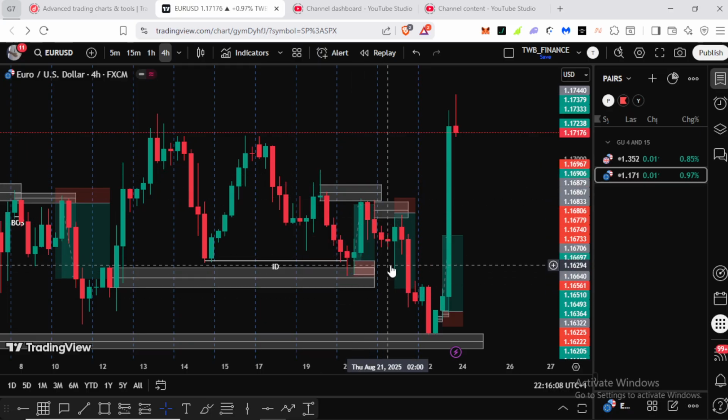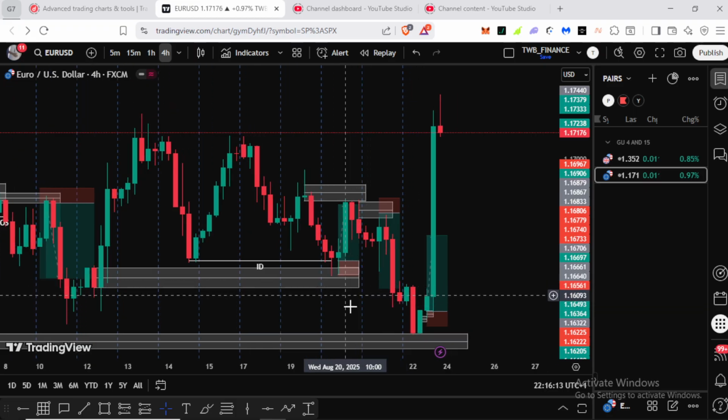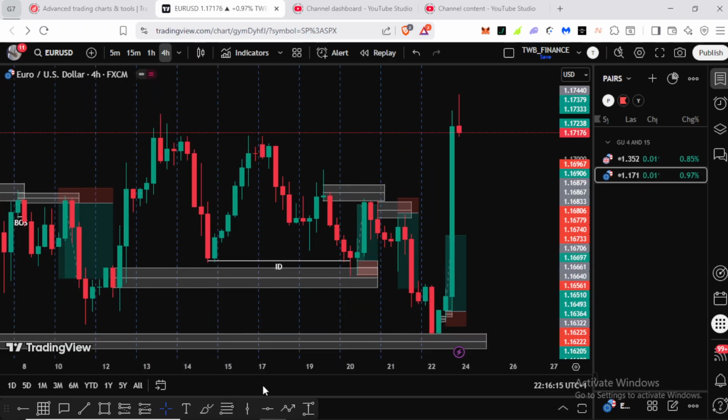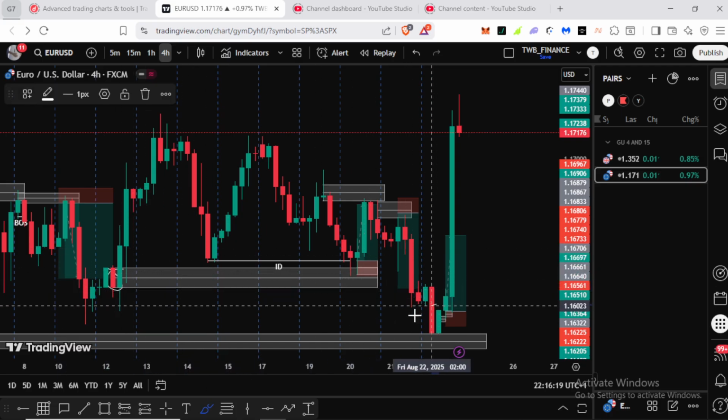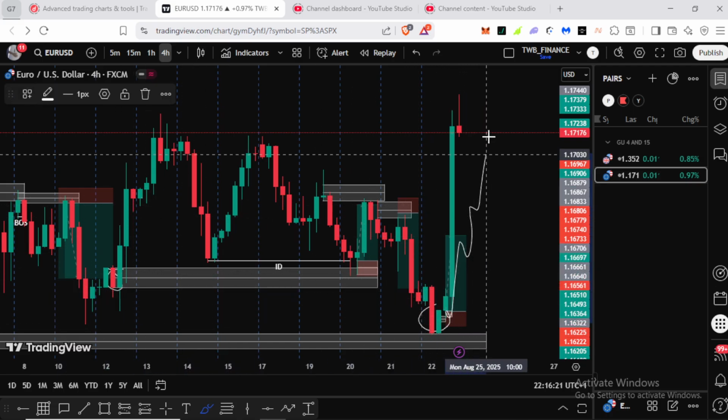So why did this zone fail? Yes, you can see that I'm already entering into the second topic now. Why did this demand zone fail? Why did it not give me 50 to 100 pips like this one here? I'm going to look at it now.